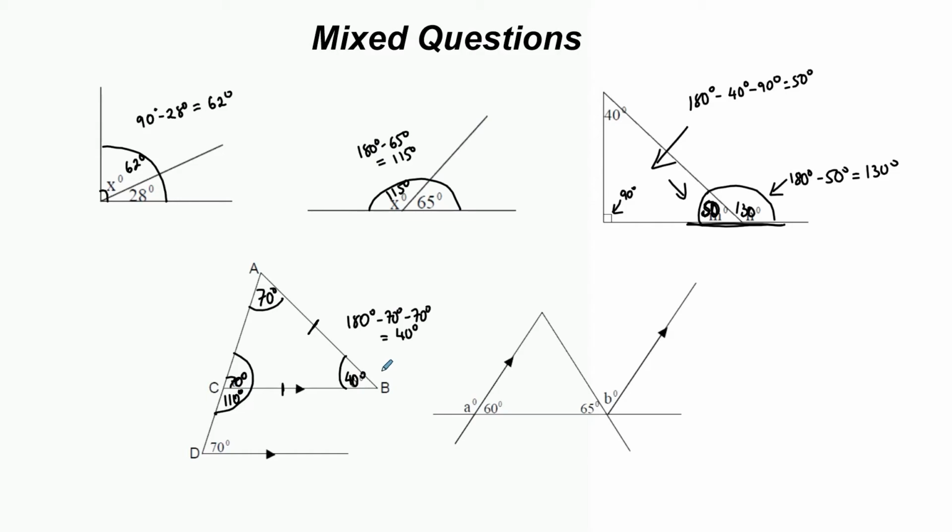Let's go across to the final shape. And here again we've got parallel lines, but we're not looking for an F shape this time. You can see that there's our parallel lines, and if we join them up, it kind of makes that Z shape.